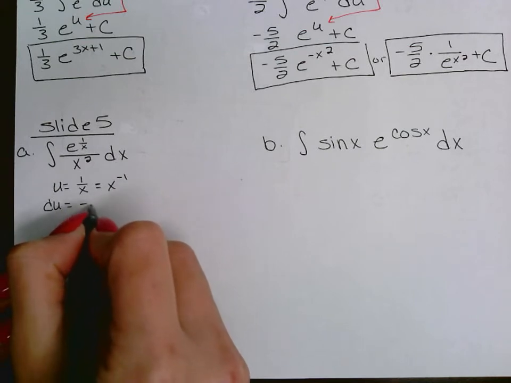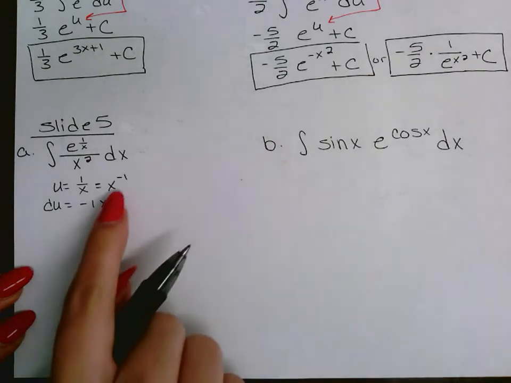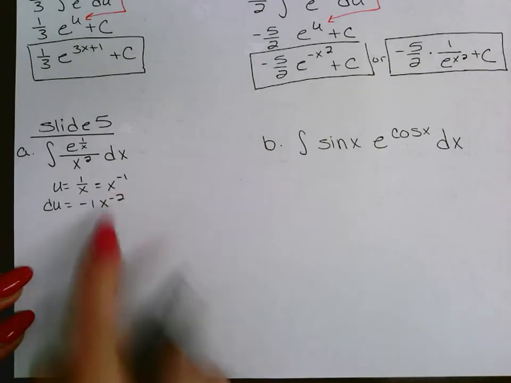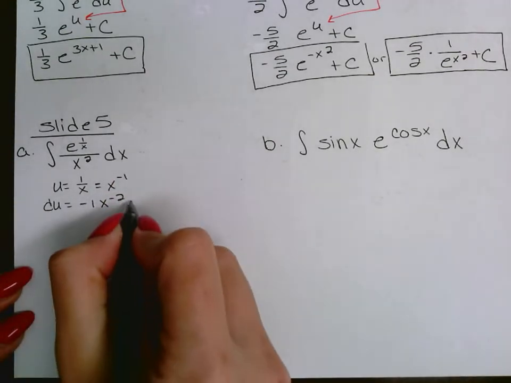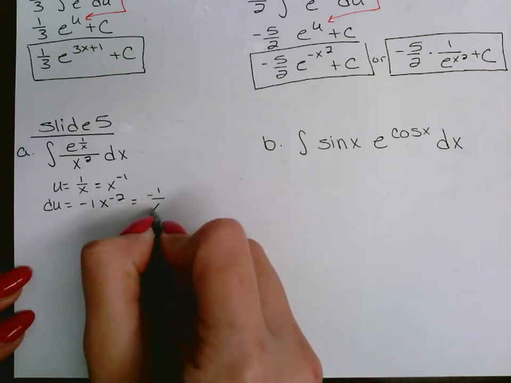Derivative. So we multiply, remember, to the front, -1, and subtract 1. Okay? Another way you might be able to spot this is -1 over x squared.